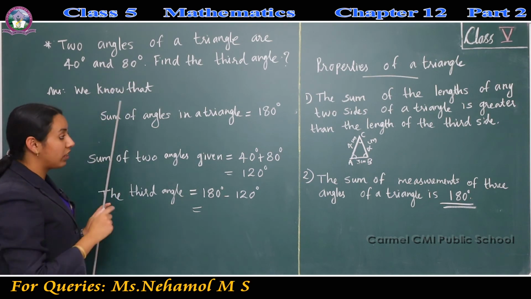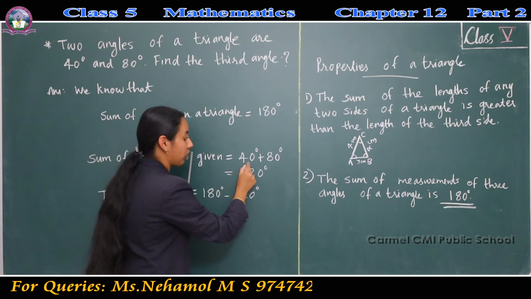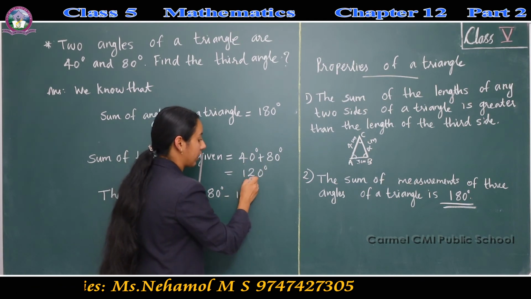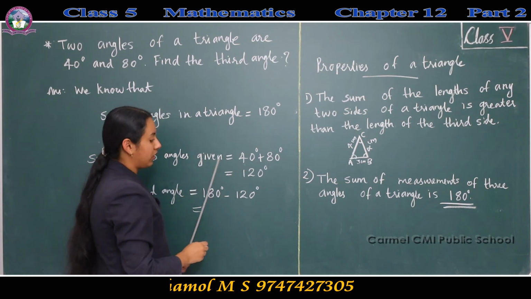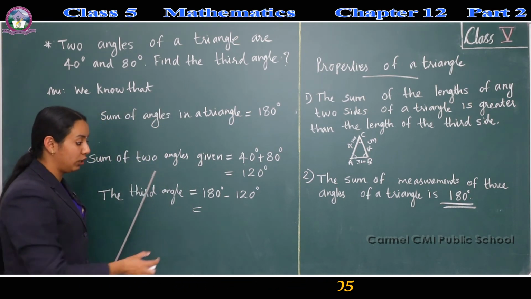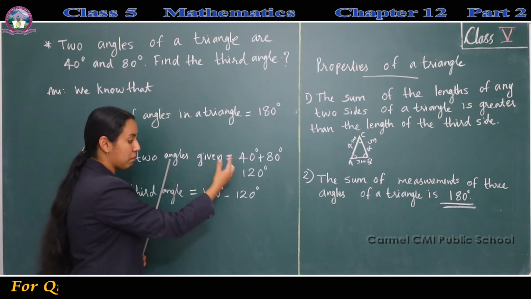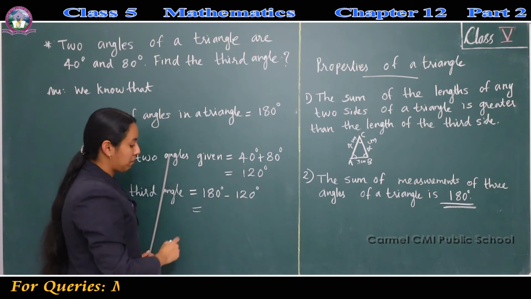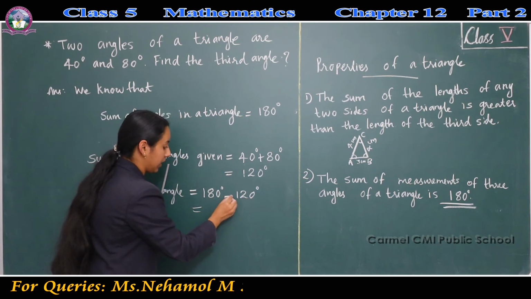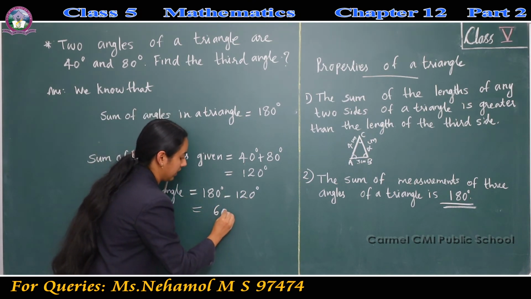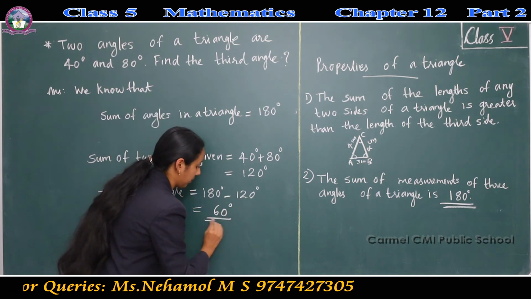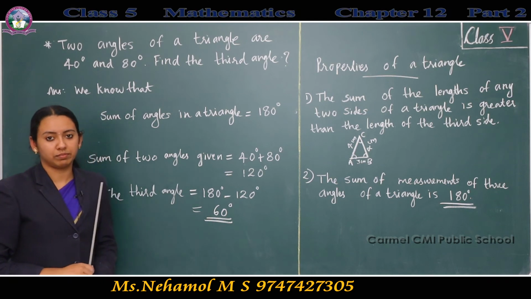So, sum of given angles is equal to 40 degree plus 80 degree, that is equal to 120 degree. Then third angle is equal to sum of angles minus 120 degree. 180 degree minus 120 degree, that is equal to 60 degree.